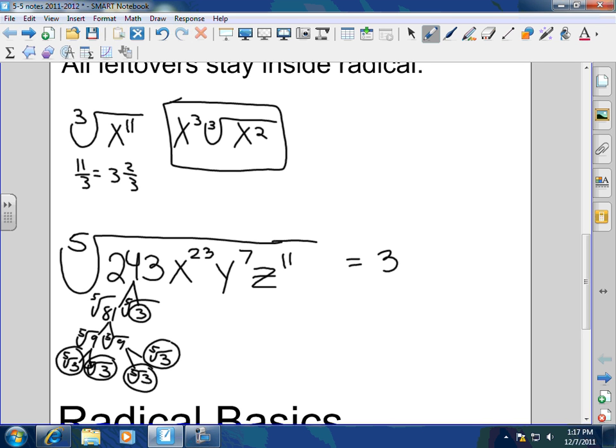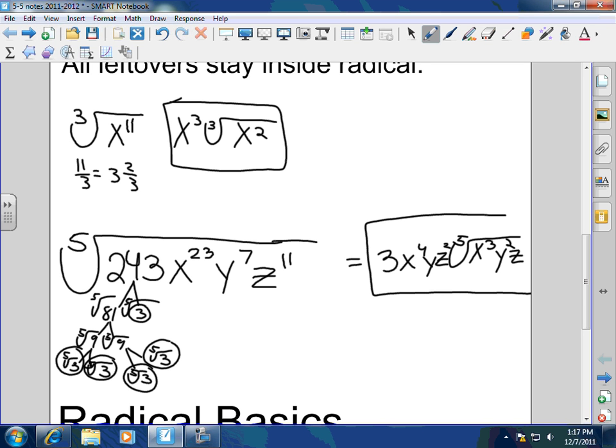Okay, now, for x to the 23rd, how many times does 5 go into 23? So that's x to the 4th, and what's left over? X cubed. Well done. How many for the y now? How many times does 5 go into 7? So you have a y, and you have a y squared left over. And last but not least, how many times does 5 go into 11? So I have a z squared, and then I have 1 z left over. Does that make sense, gentlemen?